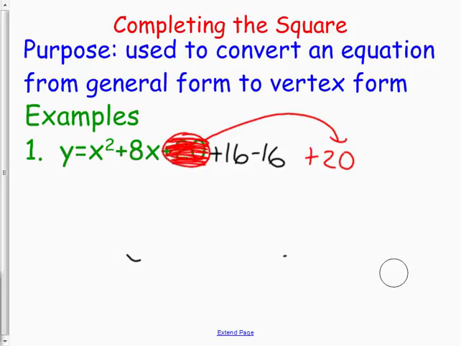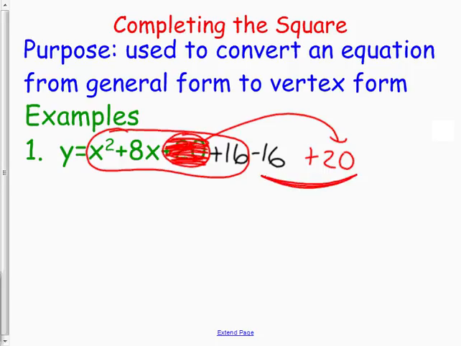But then let me explain what happens to them. This part is the perfect square, and this part is the ending to your vertex form. Would you please just factor the part I circled right here? And then everybody in here knows what negative 16 plus 20 is, and you'll have your answer in vertex form.